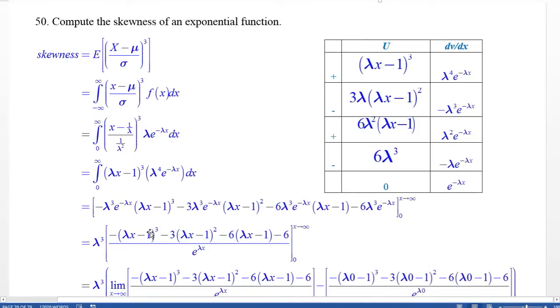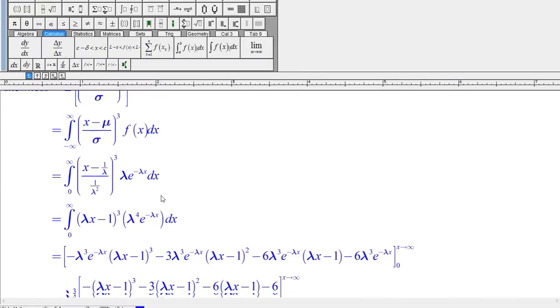How about the skewness? Going to get some more practice doing integration by parts. So the skewness is, by definition, the expected value of x minus mu over sigma, cubed. So we take x minus mu over sigma, cubed, and multiply it by f of x, the PDF. So that's lambda e to the minus lambda x dx. Mu is 1 over lambda. Sigma is, that's a typo, sigma is 1 over lambda as well.